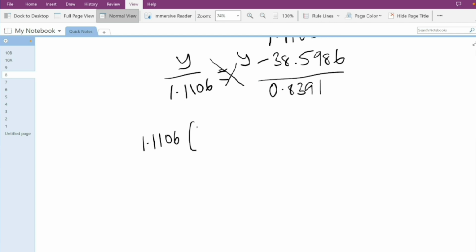1.1106 into open bracket y minus 38.5986. On one side, you close the bracket, equals, on the other side, you have y times 0.8391. So which is 0.8391y. It's like 2 times y is 2y. So not minding the decimal, is still going to be with the y. Next, we open the bracket.